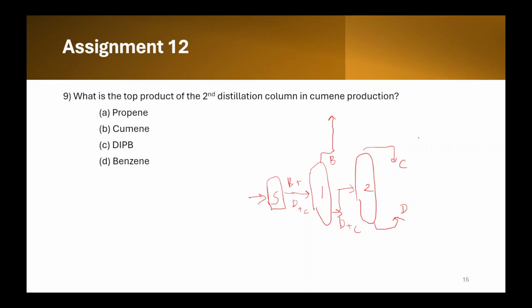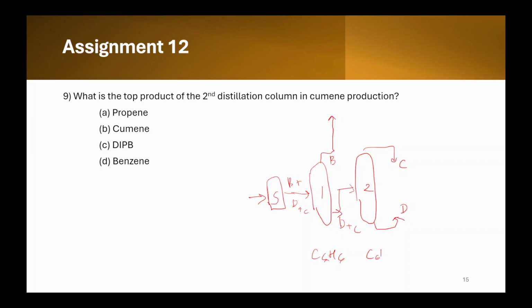It's because of their molecular weight as well. In organic compounds, the higher the molecular weight, the higher the boiling point. If the boiling point is higher, it will be less volatile. So whatever the less volatile compound is, it will come from the bottom. Whatever is more volatile will come out from the top stream. So benzene is C6H6, and then you add a propyl group to benzene, it gives us cumene.